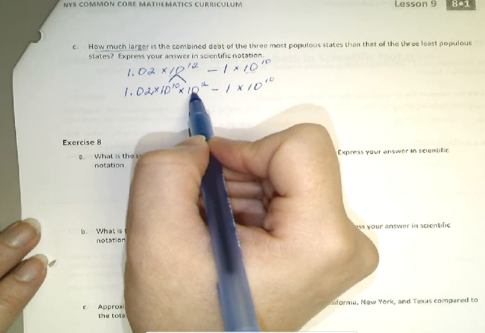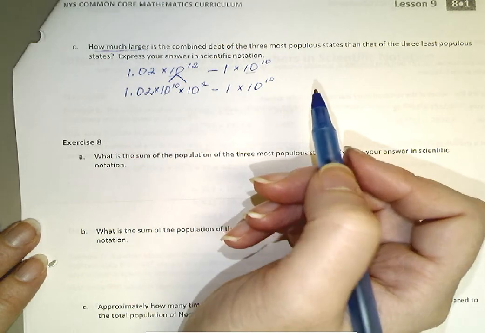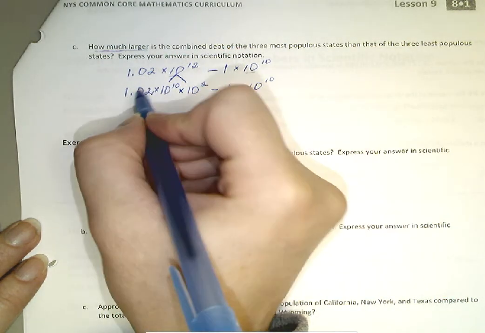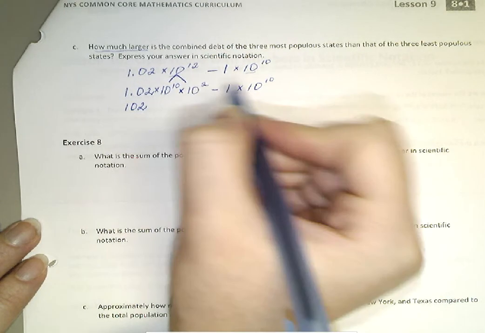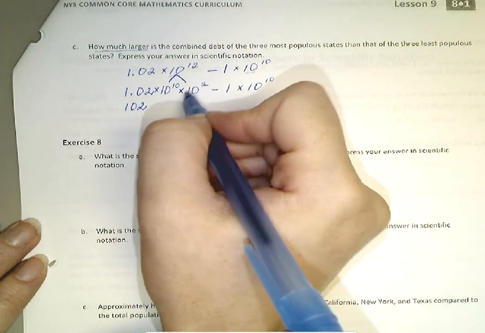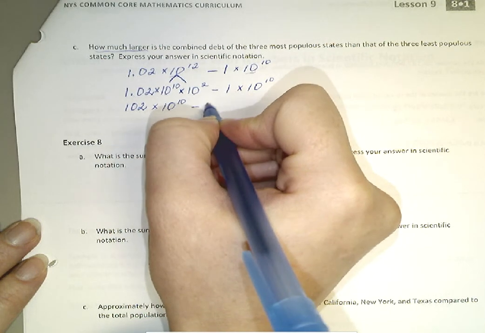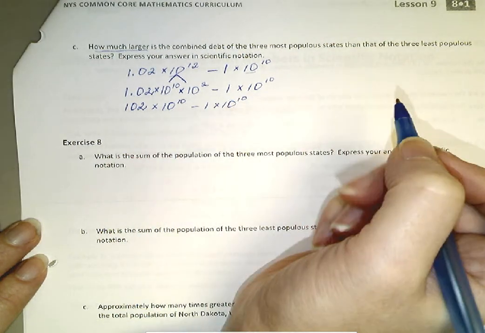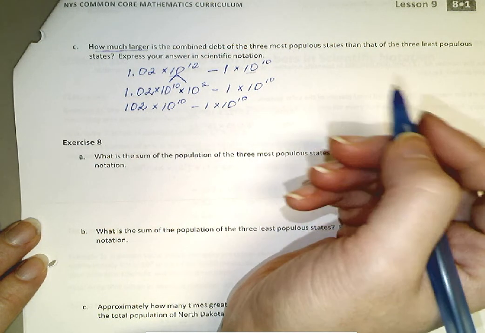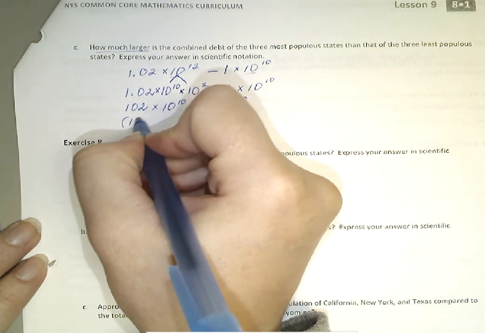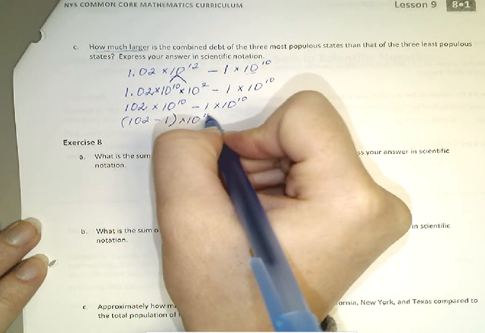So I'm going to multiply 1 and 2 hundredths by 10 to the second, which is 100, right? I'm multiplying by 100. When I multiply by 100, I'm moving my decimal twice to the right. So I will have 102 instead of 1.02. And I'm getting rid of that 10 to the second. And I'm writing times 10 to the 10th minus 1 times 10 to the 10th. So now we have that 10 to the 10th that is the same, and I can now put it outside the parentheses. So I have 102 minus 1, and that whole thing is times 10 to the 10th.